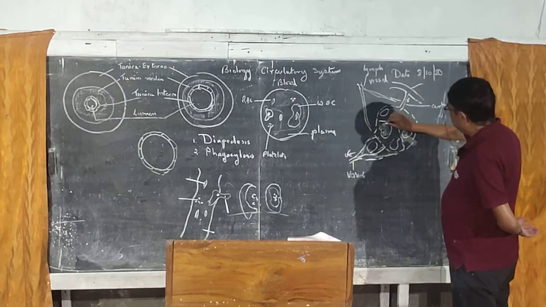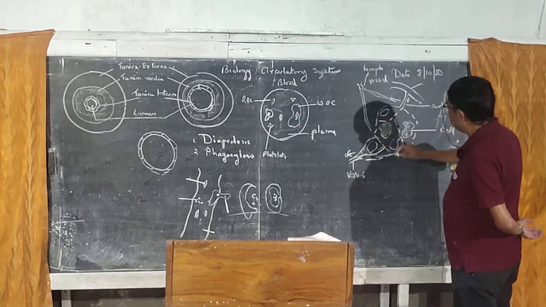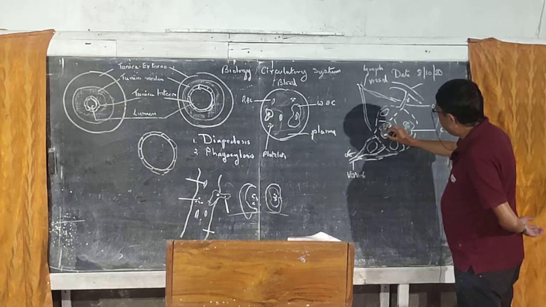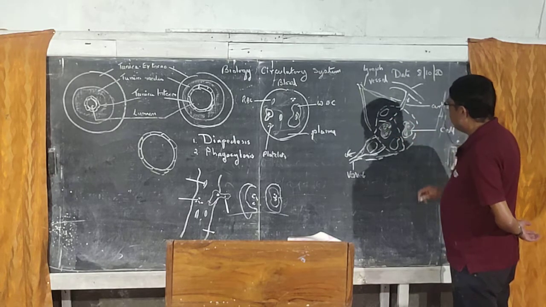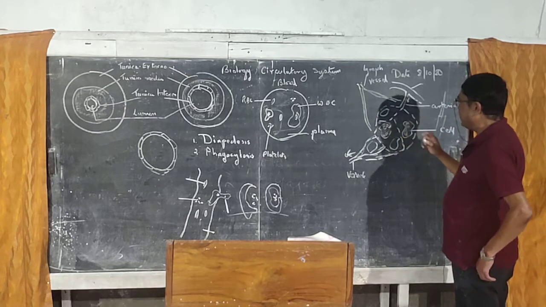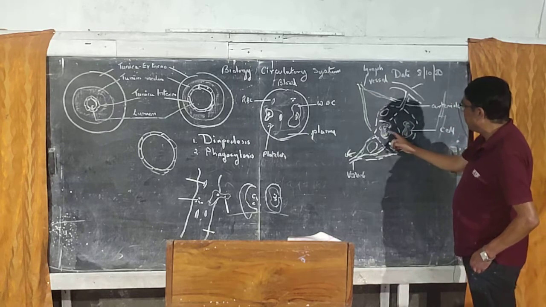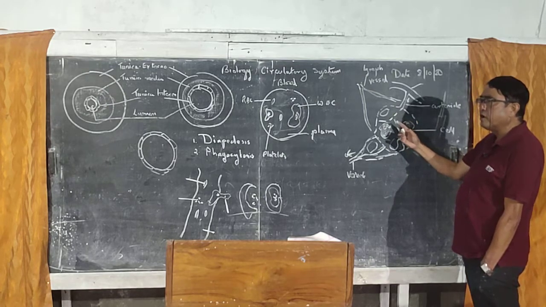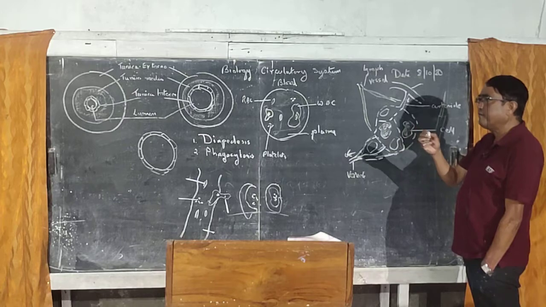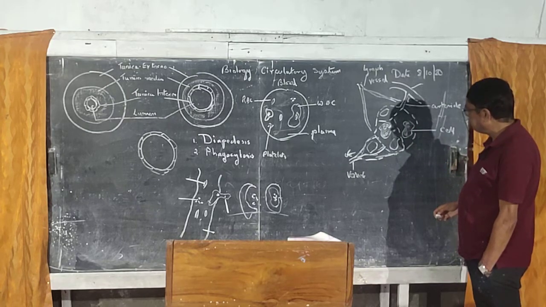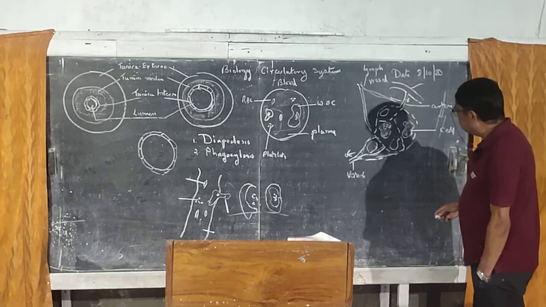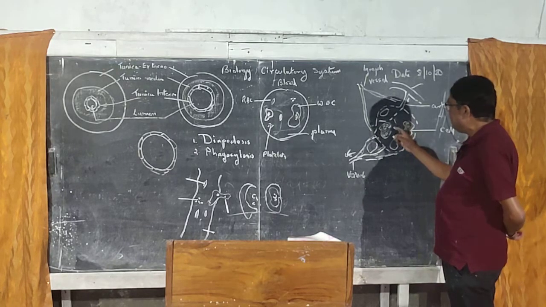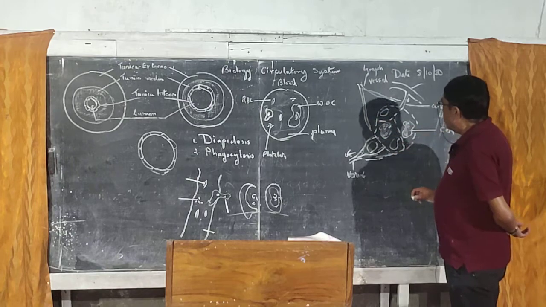Now see, in the cells, as a result of respiration, carbon dioxide is produced, and waste products due to metabolism are produced in the cell. These waste products and carbon dioxide have to be eliminated from the body. So they have to reach the respective excretory organs.